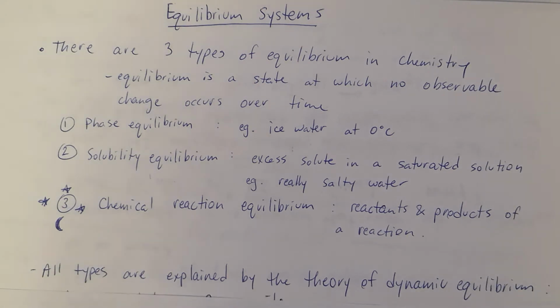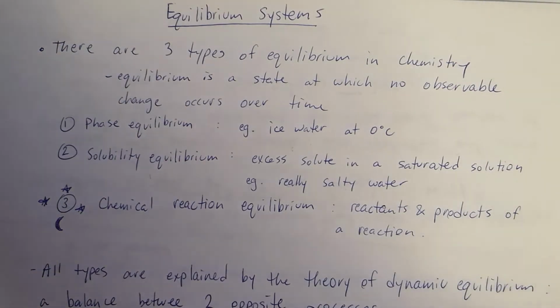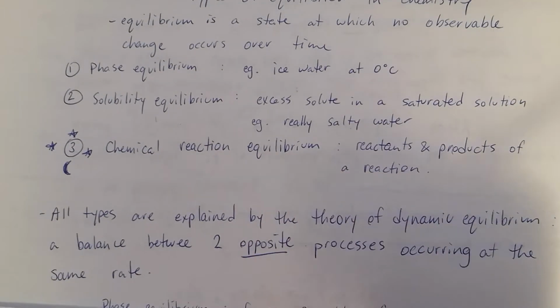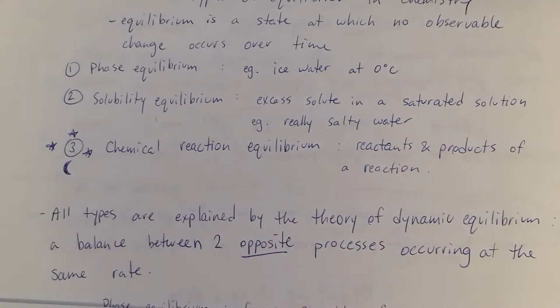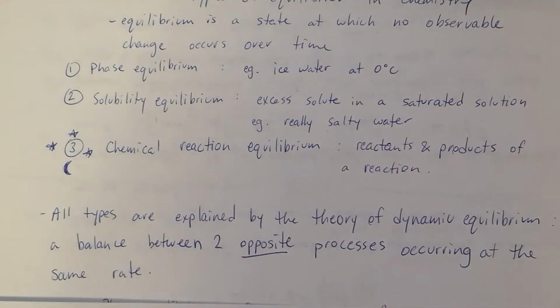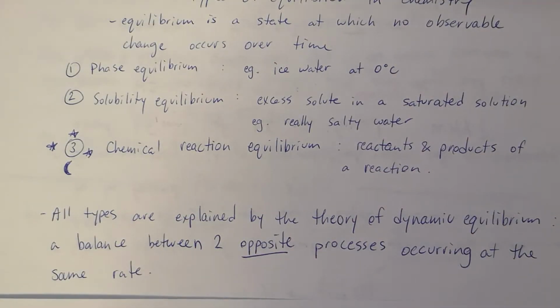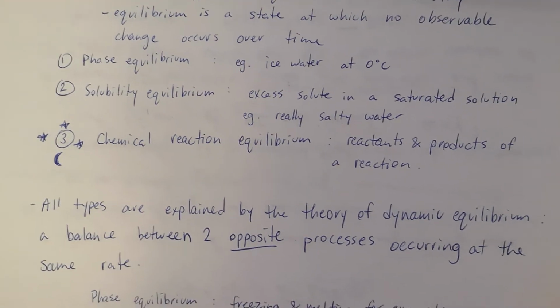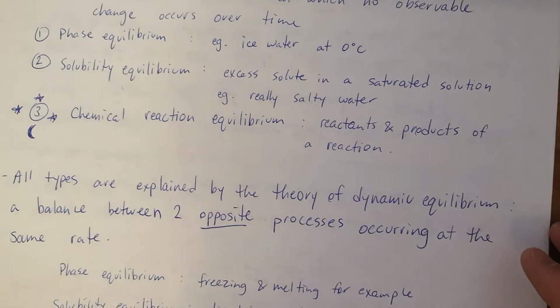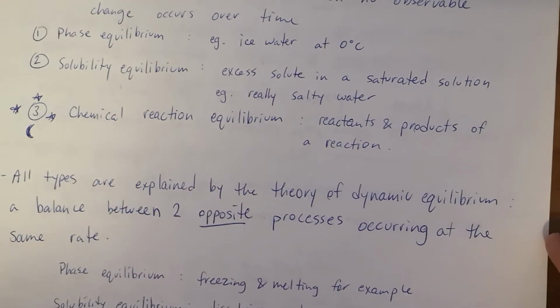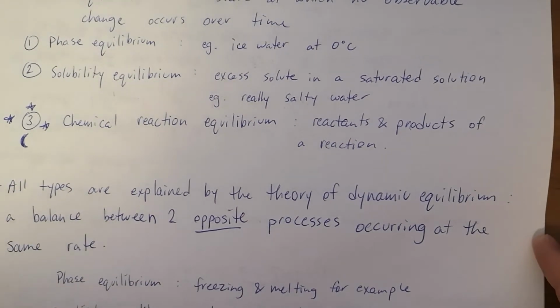Okay, so I'm going to use this theory of dynamic equilibrium, a balance between 2 opposite processes occurring at the same rate. Forgot an N there. Okay, so we're going to wrap our head around that using our first 2 examples. So for phase equilibrium, particularly ice water, which is our example, the 2 opposite processes are freezing and melting.